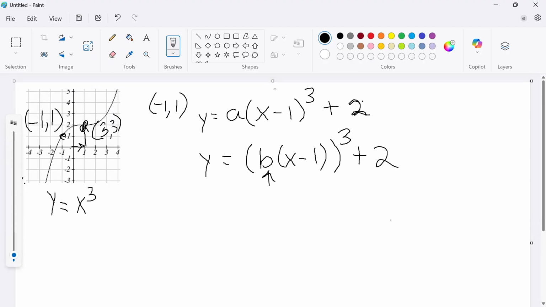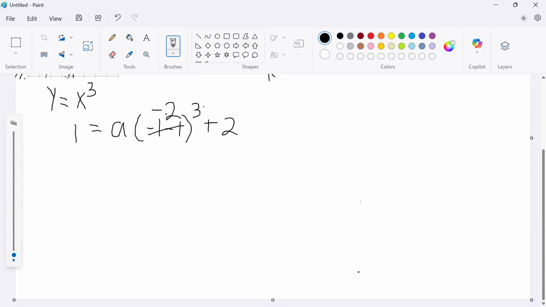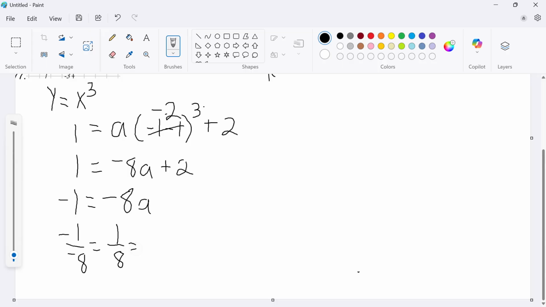But okay, let me work it out so I can express it as a vertical stretch or compression. I'm going to use this point, negative 1, 1. Negative 1 is x, 1 is y. 1 equals A times negative 1 minus 1 cubed plus 2. Negative 1 minus 1 is negative 2. Negative 2 cubed is negative 8. So 1 equals negative 8a plus 2. I will subtract 2 from both sides. 1 minus 2 is minus 1 equals negative 8a. Divide both sides by negative 8. Negative 1 over negative 8 is just 1/8. And that's a.